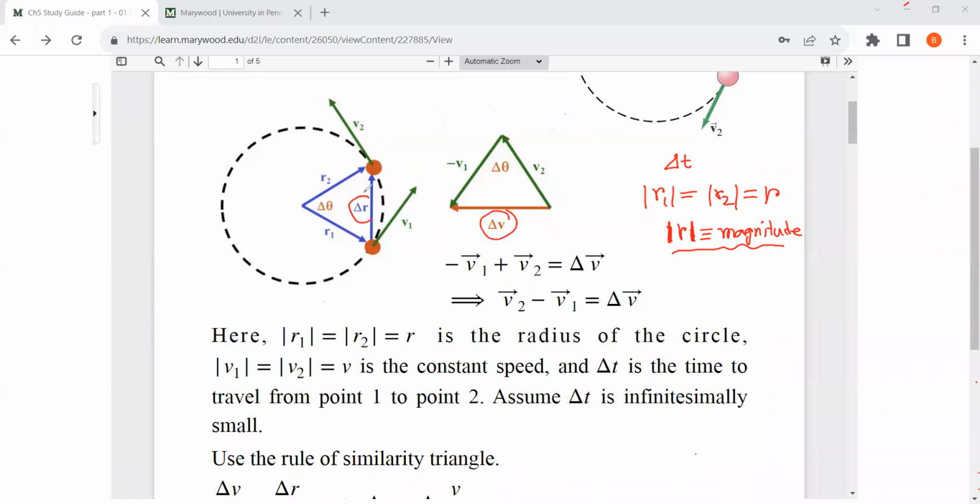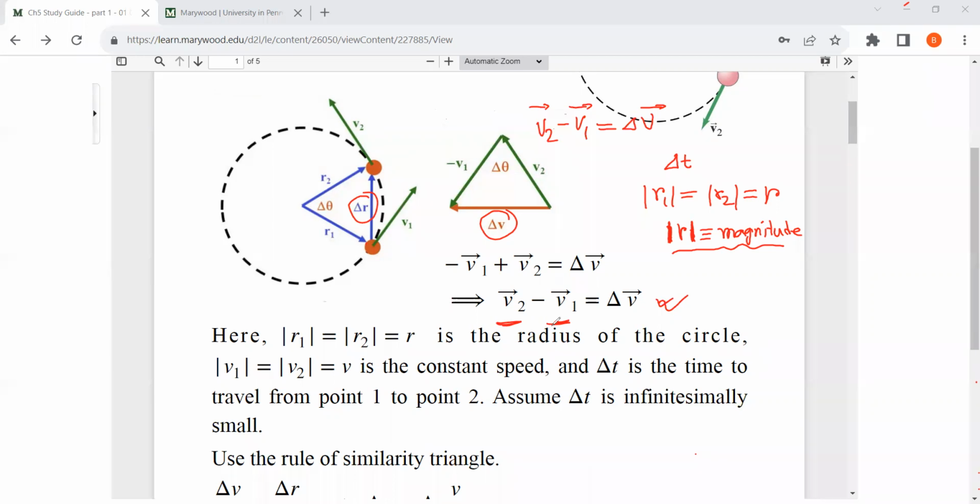Similar to delta r here. And then the tail to tip method tells us that v2 minus v1 is equal to delta v, right? You know that here v2 is the first vector, and the second vector is minus v1, and the sum of these two vectors is delta v. Okay, so this is that equation. Now although I wrote v2 and v1, their magnitude is the same. But they are different vectors, because they are vector quantities, so the difference is not zero.